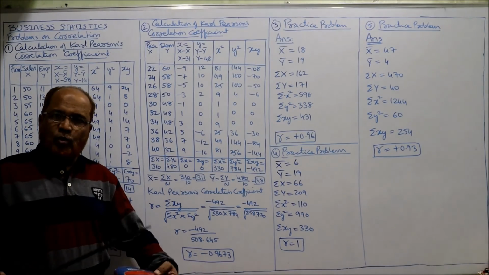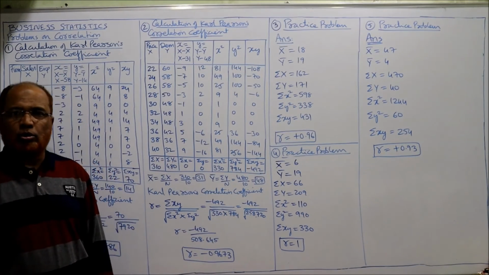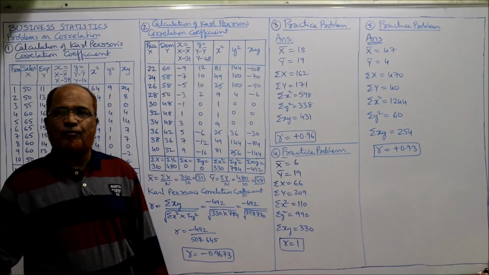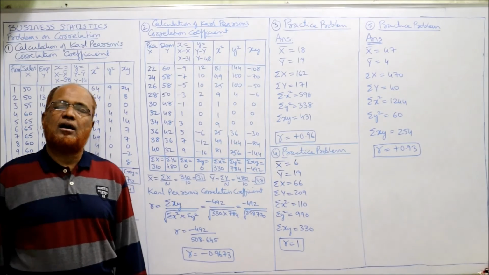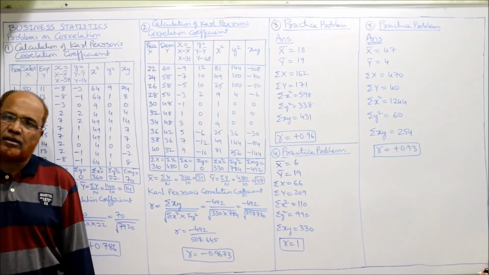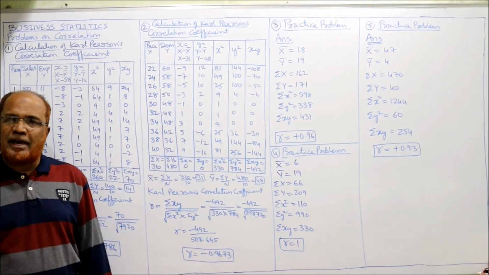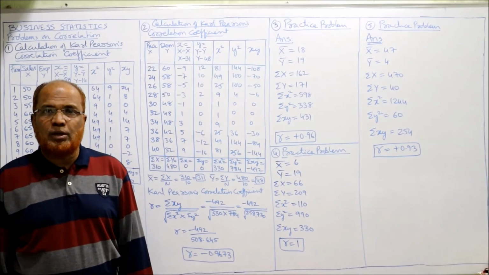Now don't think that the entire correlation is like this. No. We are doing a type of problem. In this video, only one type of problem where the deviations are taken from actual mean. Next video, I am going to explain the problems on assumed mean.